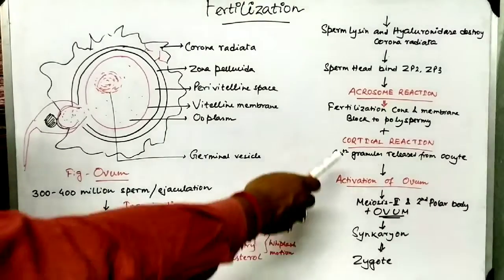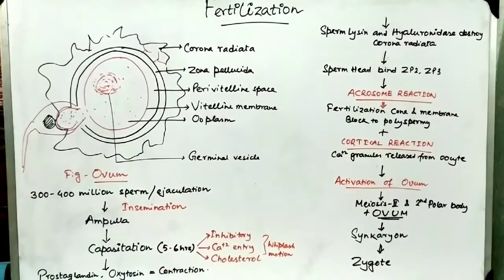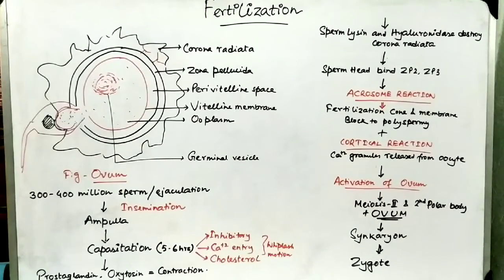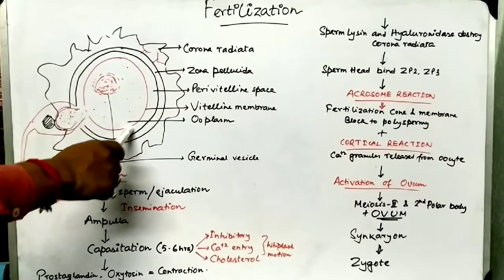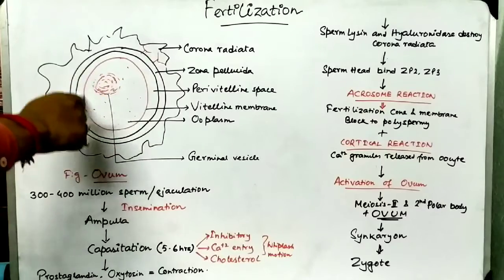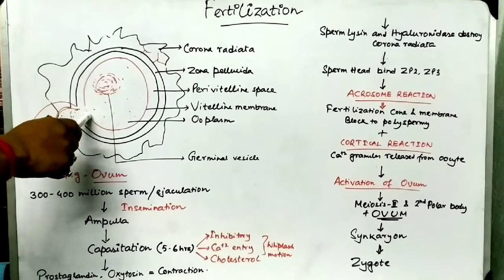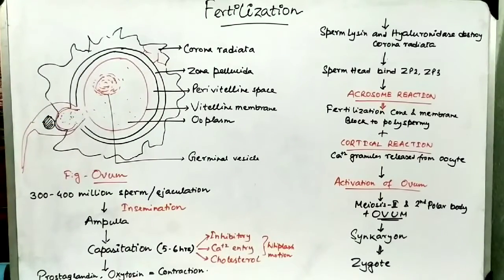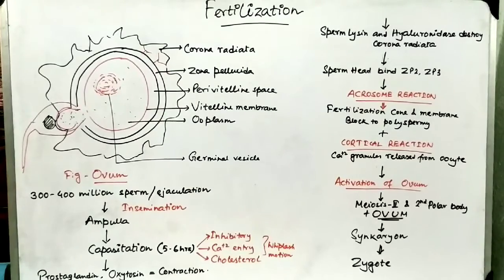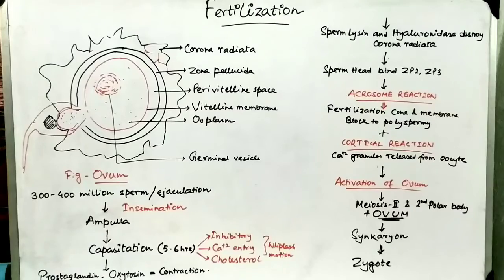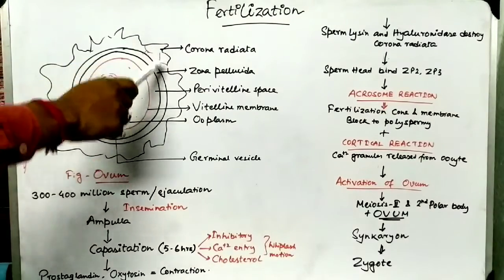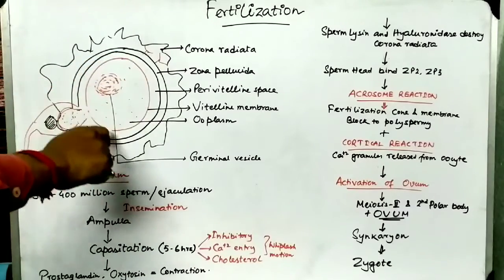The next reaction is the cortical reaction, and during the cortical reaction, the calcium granules or the stored calcium ions will be released from the oocyte cortex. This region is the oocyte cortex. So from the oocyte cortex, calcium ions are released at the zona layer. At the end, the ZP2 and ZP3 proteins are cut away because their function is already done. The sperm is attached to the ovum. Now there is no need for these ZP2 and ZP3 receptors, so they are cut away.